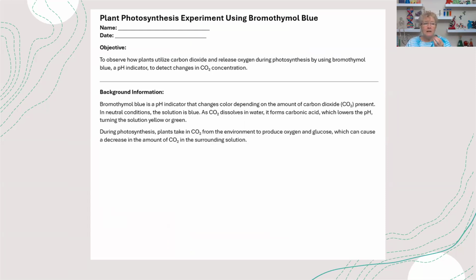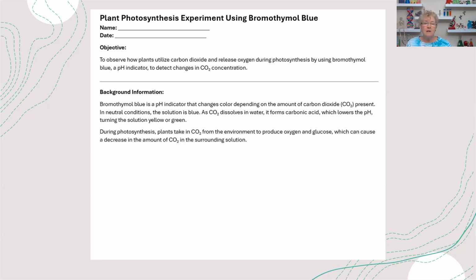Remember, they take it in, and how they release oxygen during photosynthesis, using bromothymol blue, a pH indicator, to detect changes in carbon dioxide concentration. All right, here's your background information. Here's what you need to know. Bromothymol blue, that's what mine looks like right here, little jar. Bromothymol blue is a pH indicator that changes color depending on the amount of carbon dioxide present.